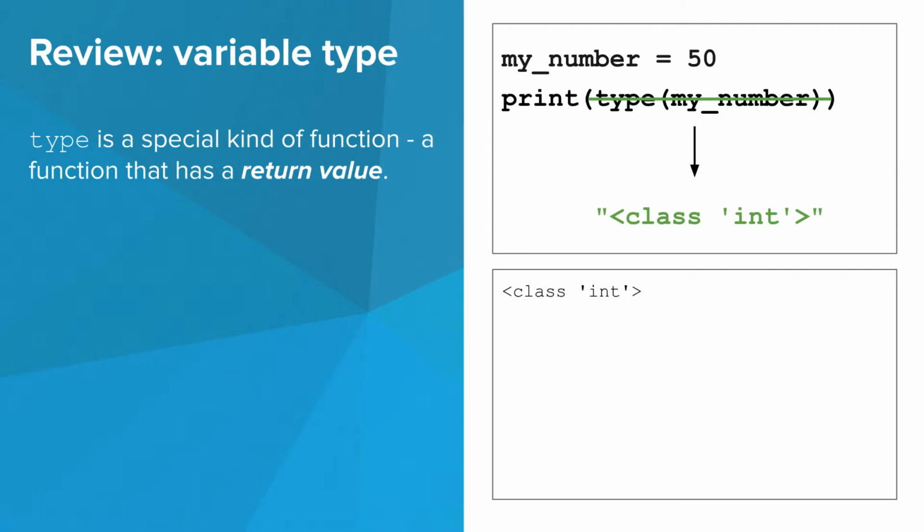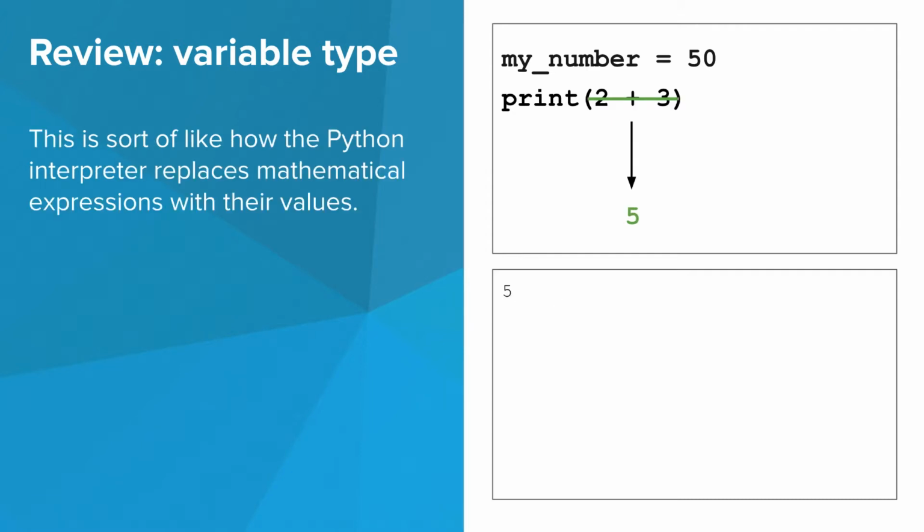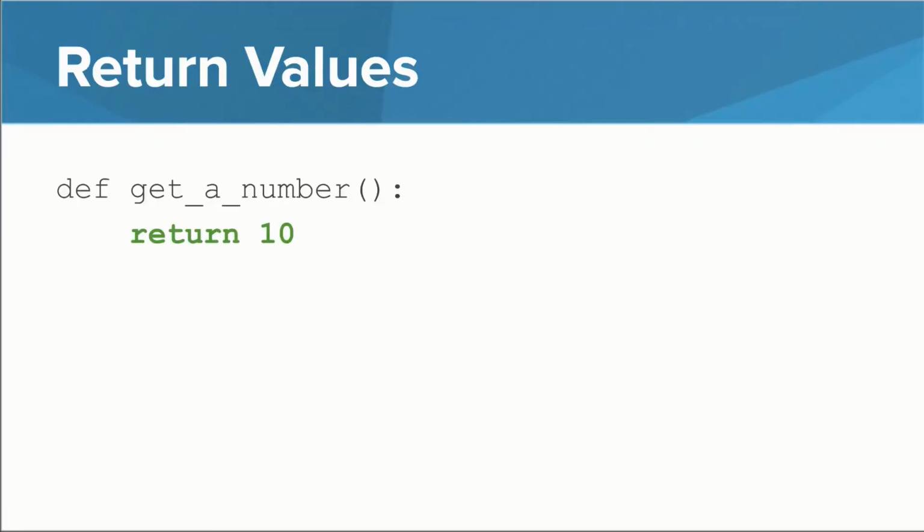Type is a special kind of function, a function that has a return value. This basically means that after executing it, the Python interpreter replaces it with a value. This is sort of like how the Python interpreter replaces mathematical expressions with their values. When you write a function, you have the option of making it return a value.